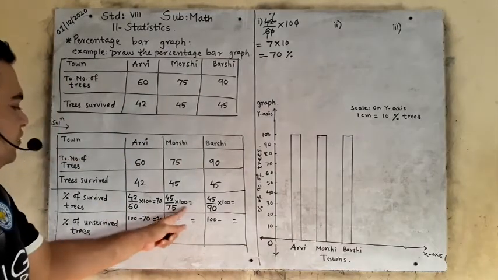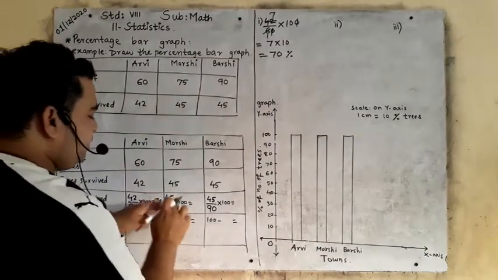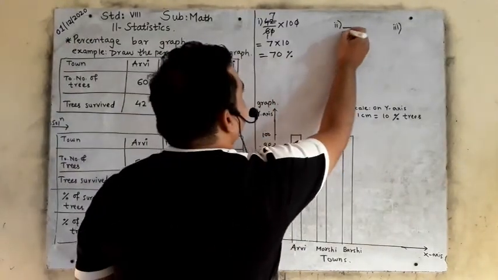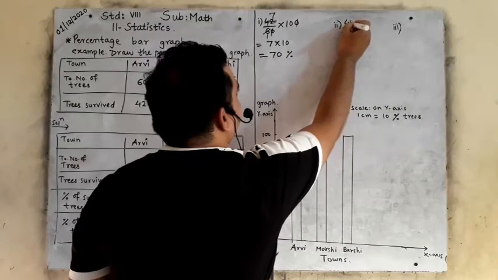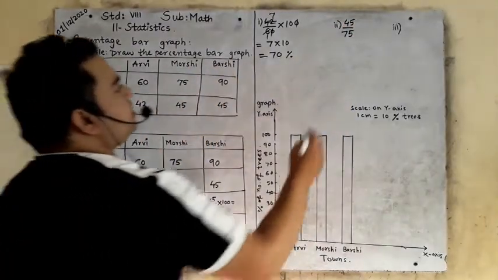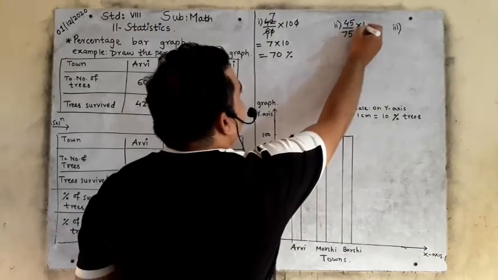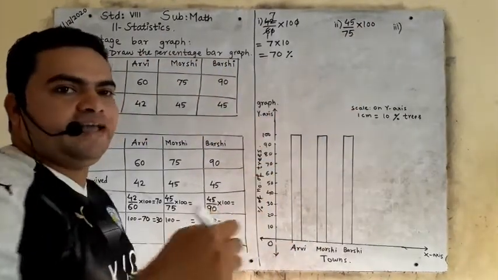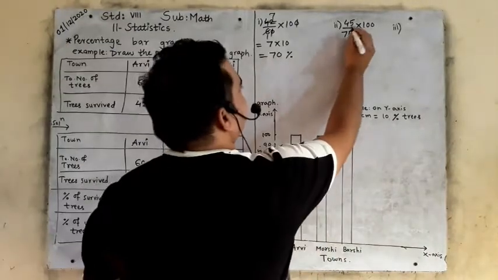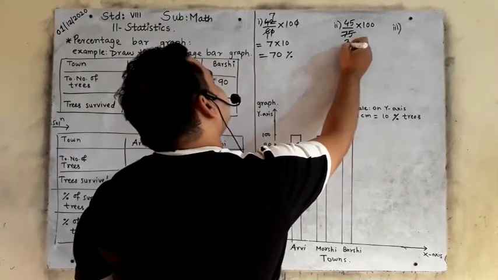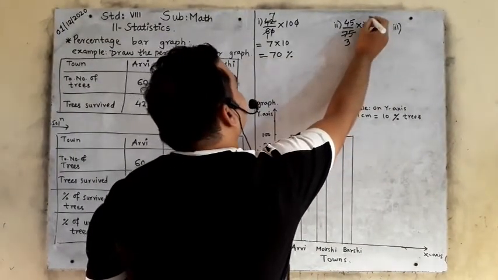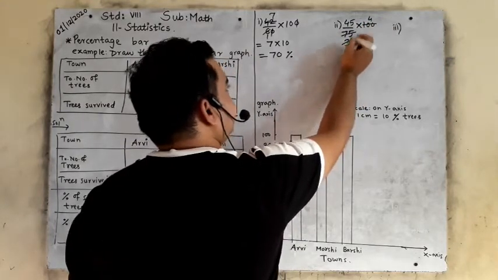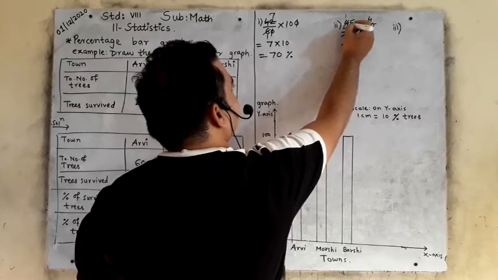Now see the second one. Total you will write below and the number you will write above. Bigger number down, smaller number up. 45 upon 75 multiplied by 100. So you will divide it as per your understanding. I will take here 25 3s are 75, 25 4s are 100. Now I will multiply this. I will divide, 3 1s are 3, 3 1s are 3, 1 remains.